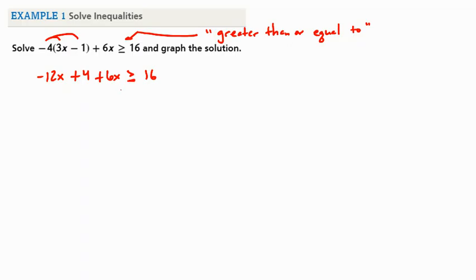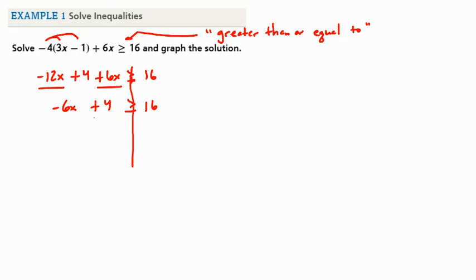Now again, if you are someone who prefers the line under the symbol, I will put that line under the symbol like this. Okay, so now on the left-hand side, I see like terms. I see a -12x and a +6x. Combine them as they are to get -6x. Bring down your +4. Bring down your 16. Now I am going to continue to write the greater than or equal to symbol. And I know it's kind of tough because that red line is red, but there it is.